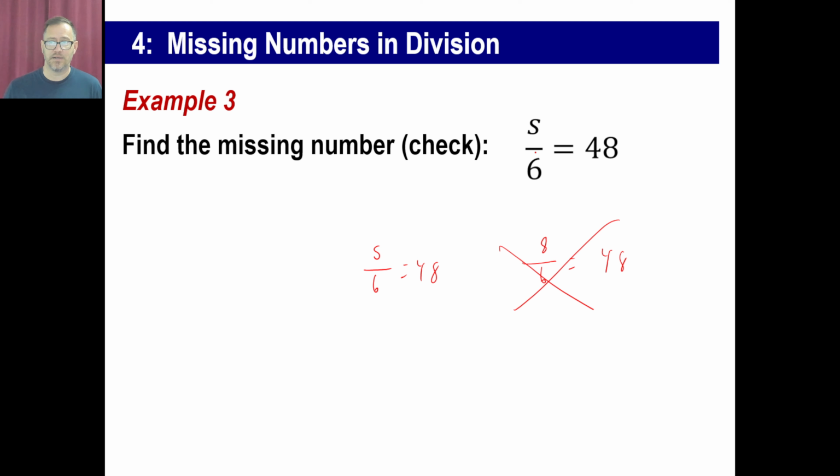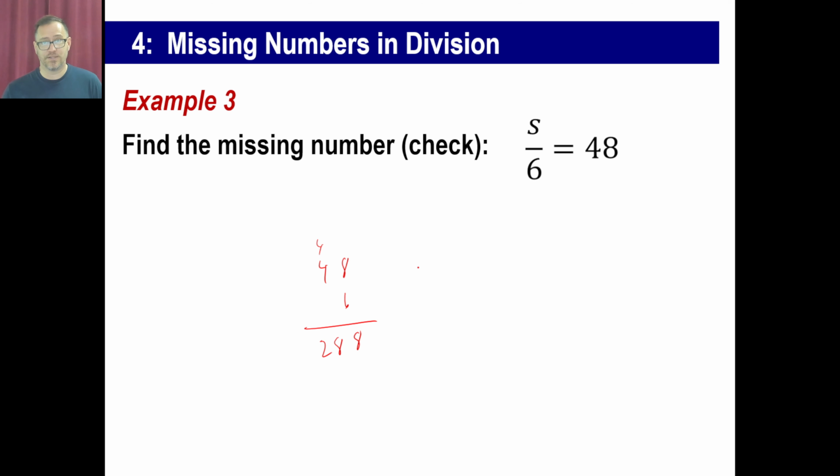What should we have done instead of saying 48 divided by 6 to get this answer? We should have said 48 times 6. Yes, okay. So 48 times 6 is the answer. 8 times 6 is 48. 6 times 4 is 24, plus 4 is 28. So we say the answer is 288.